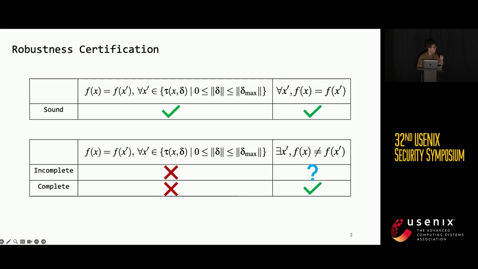In contrast, for incomplete certification, the input space is usually over-approximated. As a result, if the certification fails, we don't have any conclusion about the result, because the failure may be caused by the over-approximation.